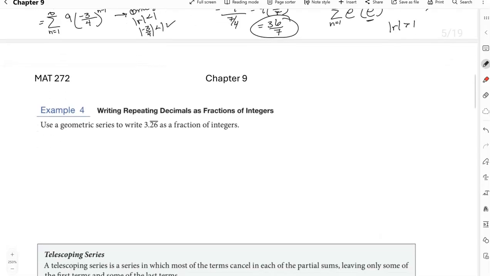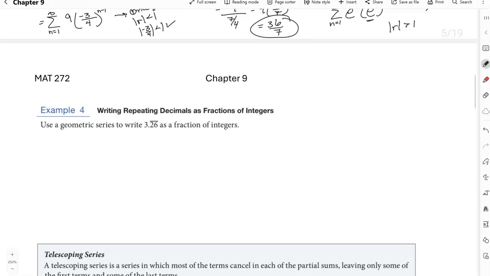So in this next example, we're talking about how we can write repeating decimals as fractions of integers. So what fraction would we need to get the repeating decimal 0.26262626? And specifically for this one, we want 3.26262626. So there's two ways to do this. We could think about this as a geometric series, or we can think about this in a slightly different way. I actually like that different way better. I'm going to start by showing you the geometric series.